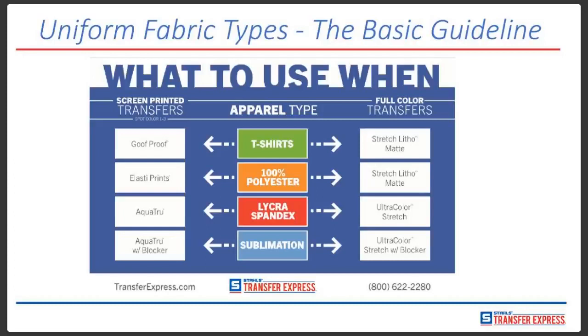Underneath that, you have Lycra spandex. This also includes nylon. So we have AquaTrue for that, and then Ultra Color Stretch, which is our new ink that's coming out in March, for full color. Again, last one is for sublimated garments. For screen printed, we have AquaTrue with blocker. For full color, we would say Ultra Color Stretch with a blocker, so it prevents that dye from migrating into the transfer.